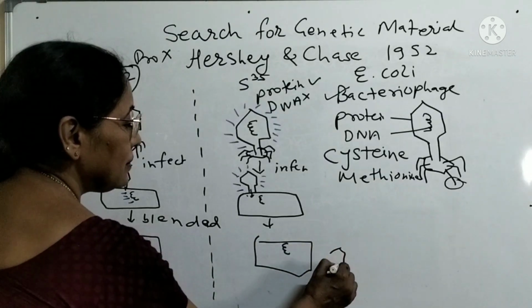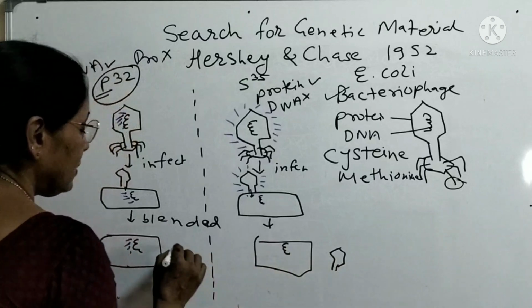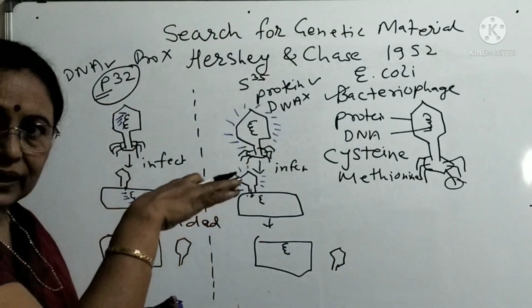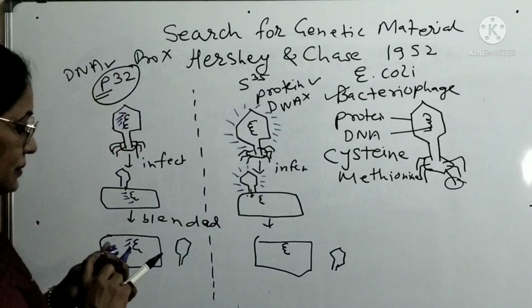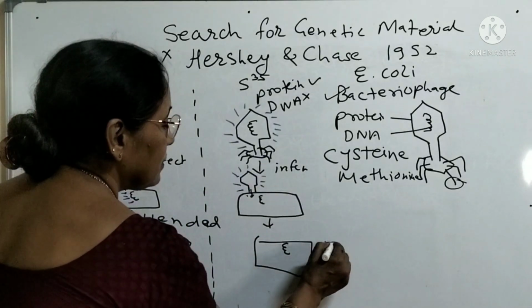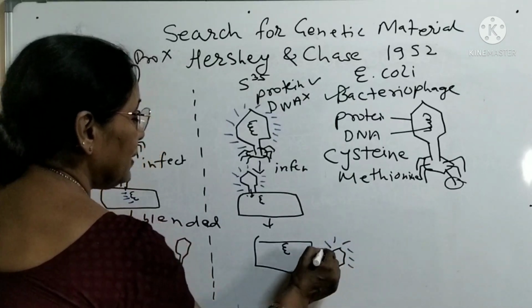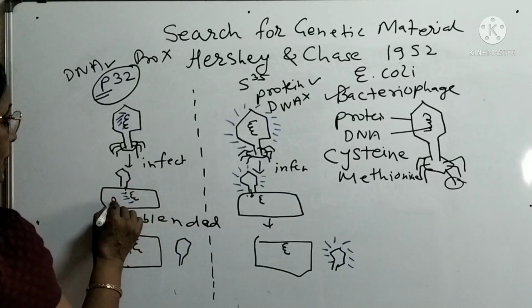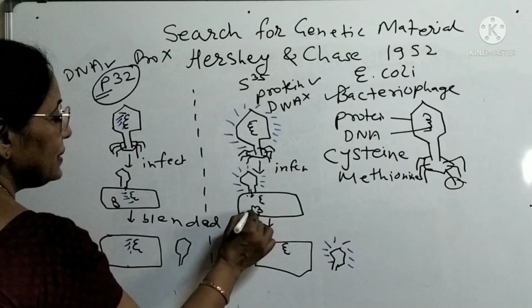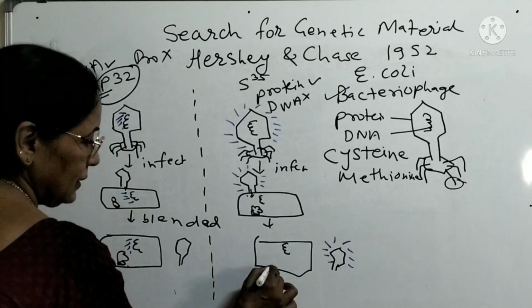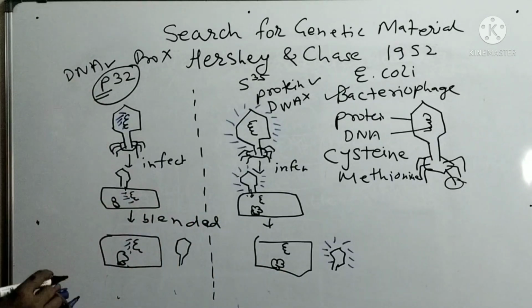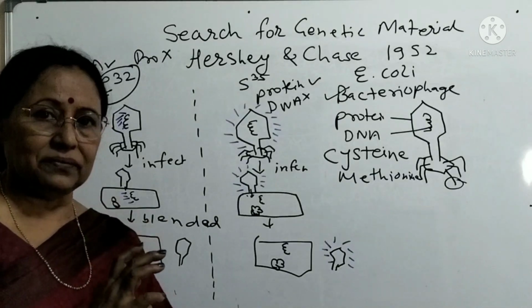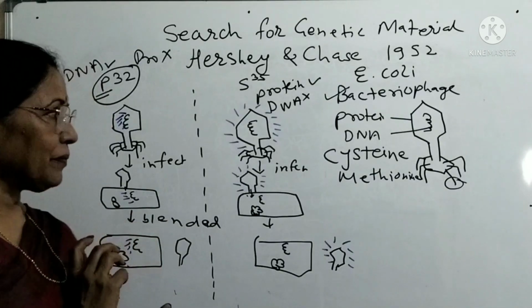these two will form different layers, and here the protein will be radioactive, here the DNA is radioactive. Let me draw the DNA of the bacteria also here. Okay. Now you see the simplicity of the experiment.